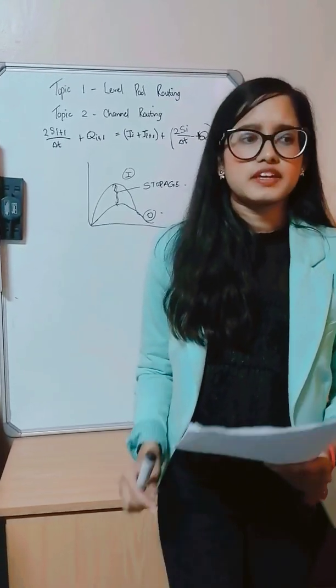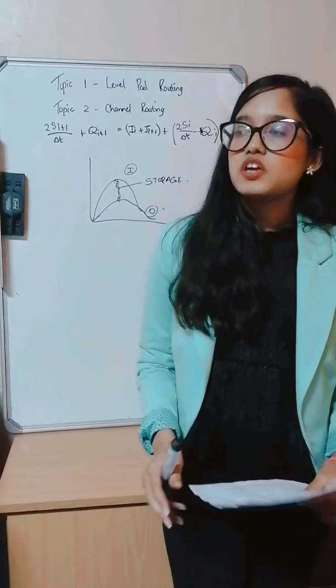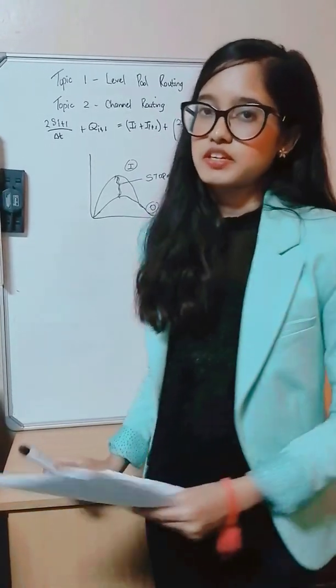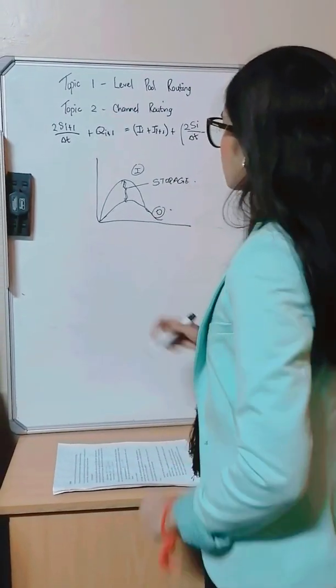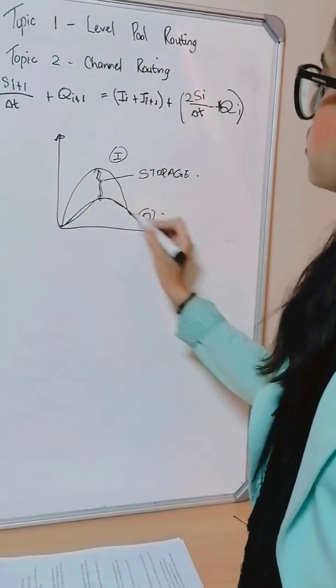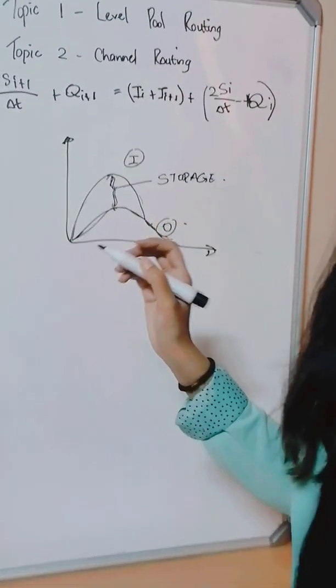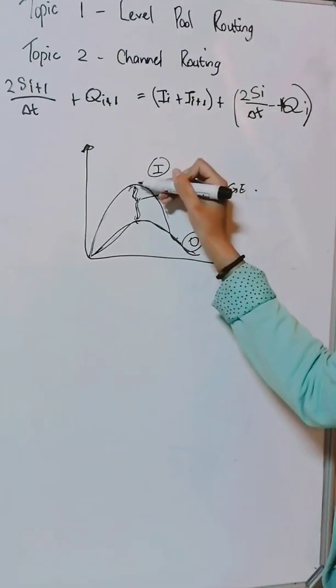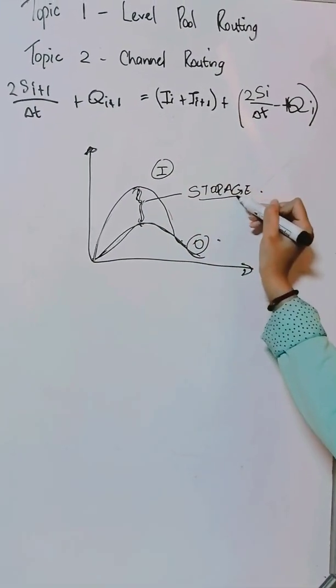Okay, so for the past few weeks, we have been looking at level pool routing examples. We've been using words like inflow, outflow, and storage, but what exactly do these represent? Behind me is this diagram that represents the outflow, the inflow, and the region between them, which is the storage when you subtract the inflow and the outflow.